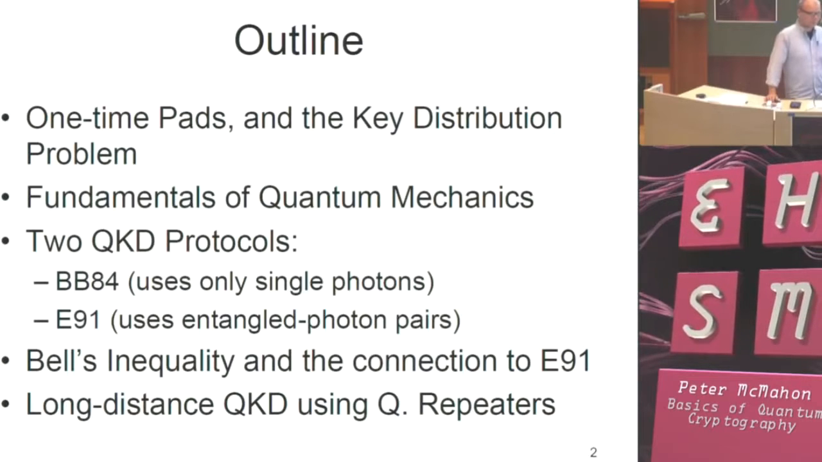Then I'm going to talk about another protocol, from Ekert in 1991, and this protocol works basically in a similar way to BB84, but it uses another property of quantum mechanics that I'll introduce called entanglement. And this is also a cool demonstration of some feature of quantum mechanics that's not really present in the classical world, but that somehow allows us to do some neat information processing task. I'll also talk a little bit about Bell's inequality and the connection to the Ekert 91 protocol.